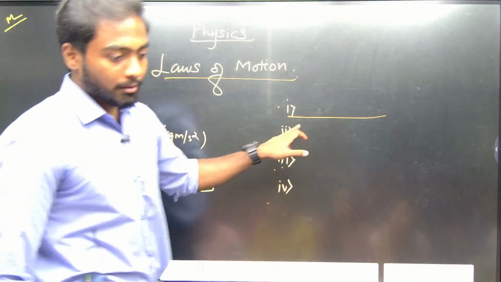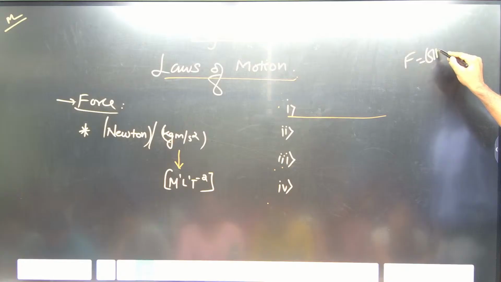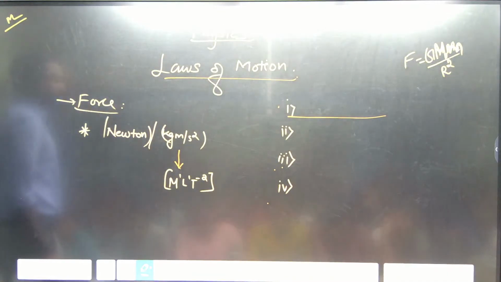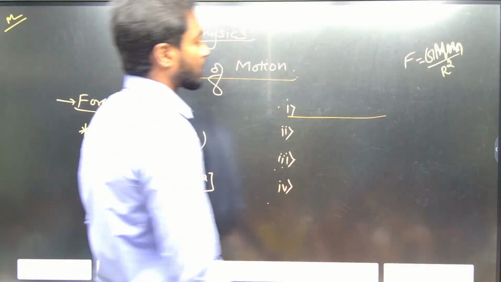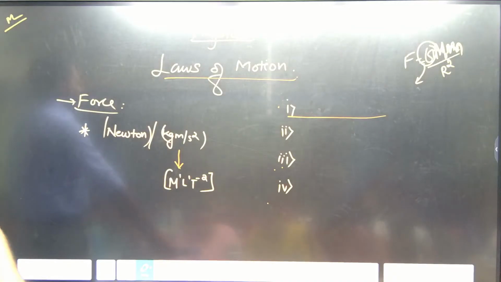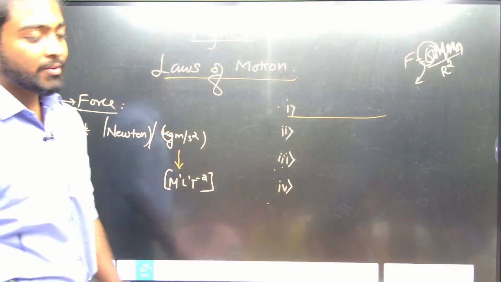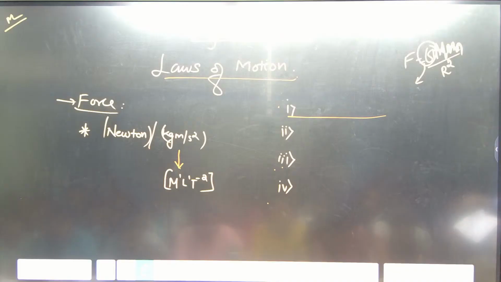The first point under gravitational force: the formula for that is F equals G m1 m2 by r square, or capital M small m by r square, whatever it is. Where G is the gravitational constant. G is equal to 6.7 into 10 power minus 11.